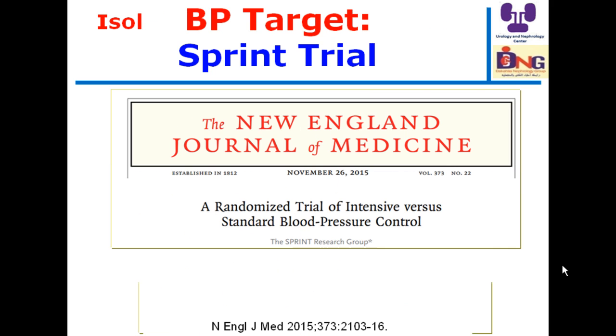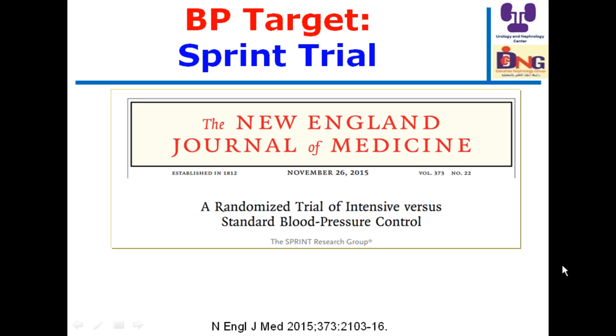Let me go to one of the most interesting trials published in the management of hypertension. It was published 2 years ago in the New England Journal of Medicine and is known as the SPRINT trial because it opens the horizon for intensive blood pressure control.